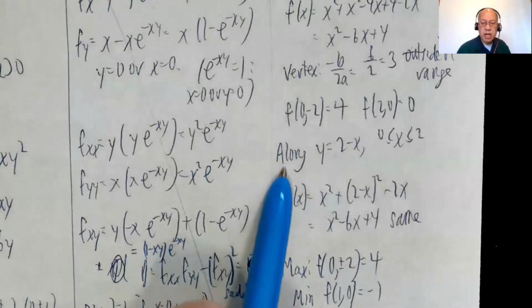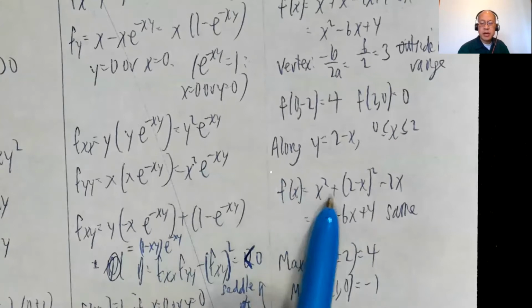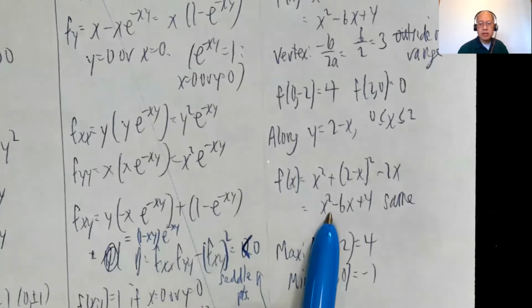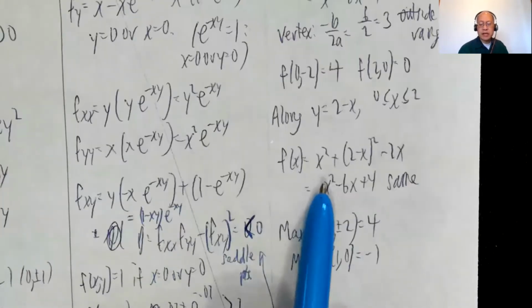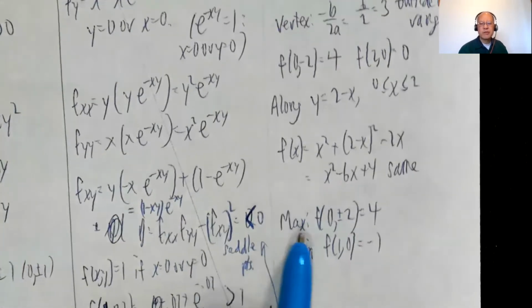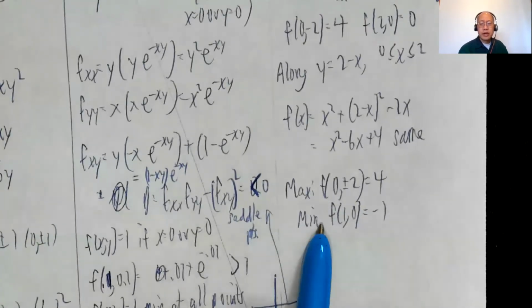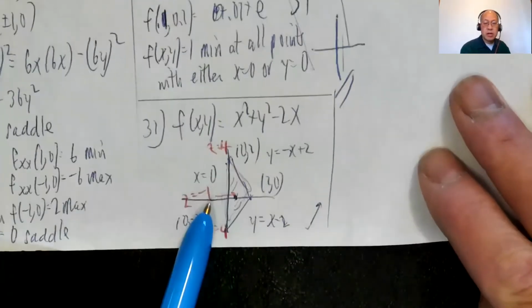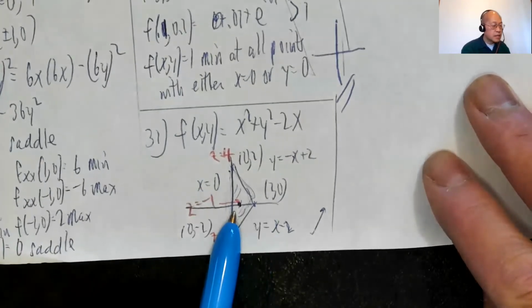Okay, and I will do the same thing along y equals 2 minus x. So x squared plus (2 minus x) squared minus 2x. Well, that's going to come out to be the same thing, x squared minus 6x plus 4. That's the same analysis as over here. So the maximum or minimum might occur at the boundaries, endpoints. So once again, f of (0, plus or minus 2) is 4. Minimum f of (1, 0) is -1. We already have that. Okay, so height is 4, height is 4, height is 0, height is -1.